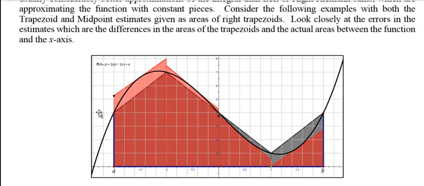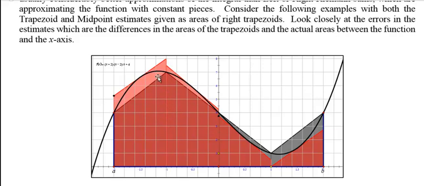Now let's take a look at another function, and this has both the midpoint and trapezoid rule trapezoids illustrated. So let's look carefully. Let's look at these first two pieces. Actually, it's four pieces here. But let's look at the first two pieces.